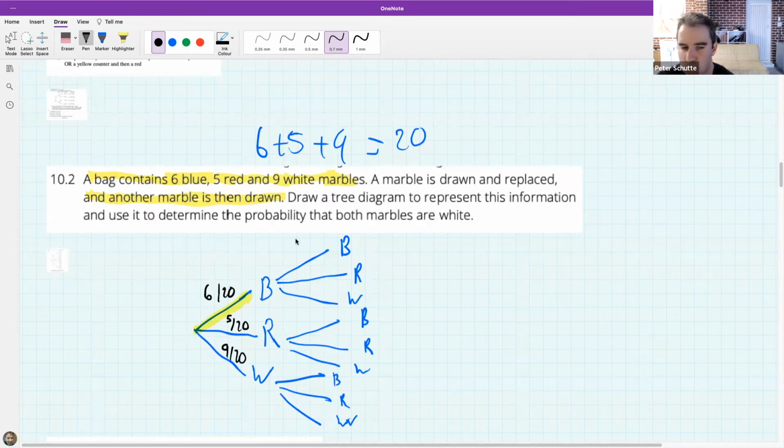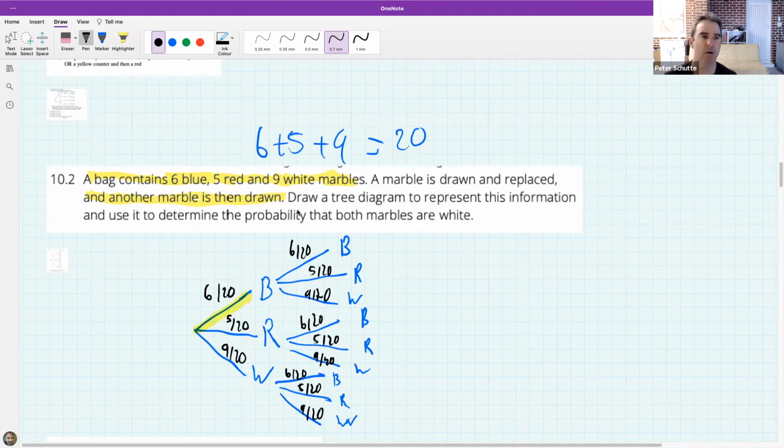Now, the thing about this is these are independent events. Nothing changes for the next selection. So it's still going to be 6 out of 20, 5 out of 20, 9 out of 20. And each of these is going to be that again. Going a little bit quickly here. But I think you understand the thinking, right? So your second choice is still going to have the same possibility of getting a blue and red and white.